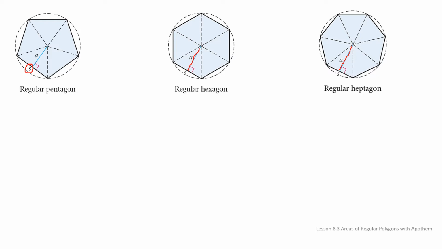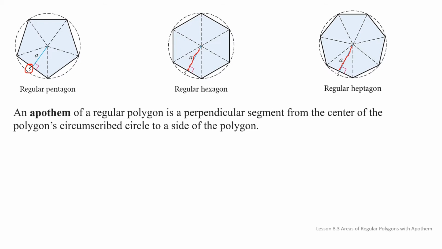The pentagon, there's 5 sides, broken up into 5 triangles. Hexagon, 6 sides, broken up into 6 triangles. Heptagon, 7 sides, broken up into 7 triangles. Well, we can find the area of a triangle, but we've got to figure out what that particular length is for A. A is called the apothem.